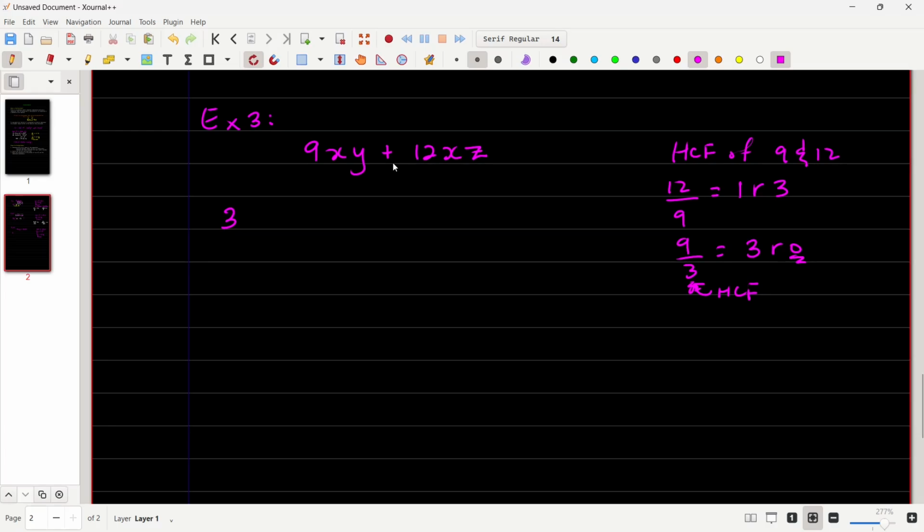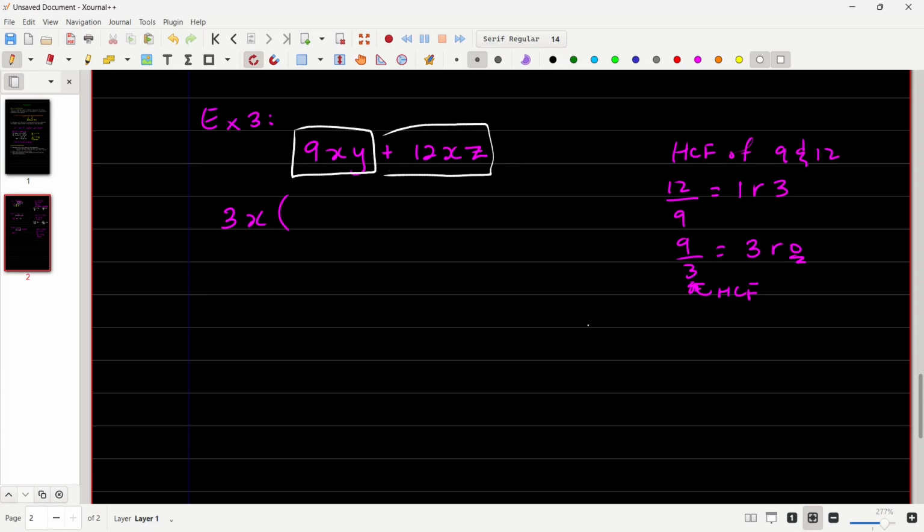Now let's look at the x's. We see that x is in common to both. The lowest power is x. So we say, okay, 3x. We see that y is not common to both. We see that z is not common to both. So we ignore them. And then this is the factor here. We're going to divide each of the terms by it. So I'm going to take this here and this here and do the division.